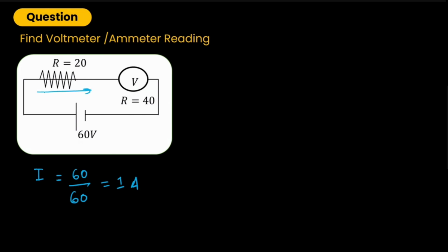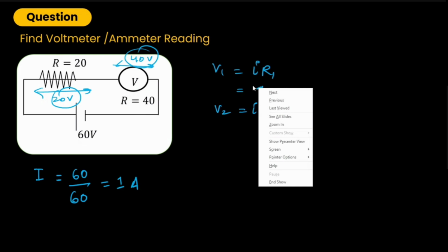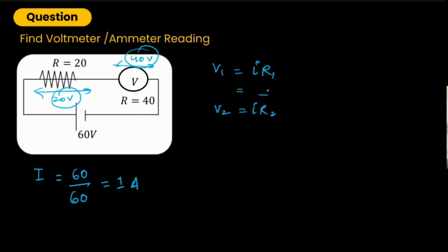So let us check out the reading of voltmeter now. So as the resistance is equal to the voltage, it should be 20 volt and 40 volt. How do we find it? By multiplying current times R1 and current times R2. So it is going to be 1 times 20 and 1 times 40. So that's why I can say it directly that it would be 20 volts and 40 volts.